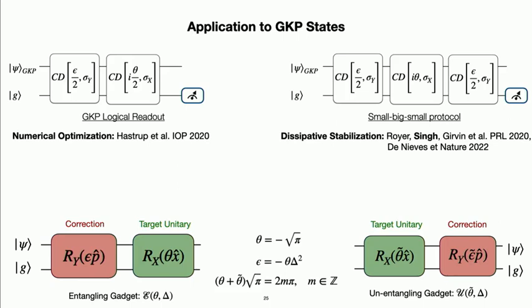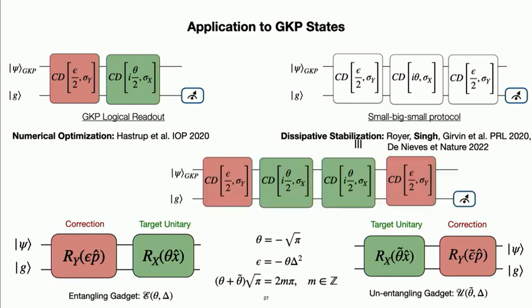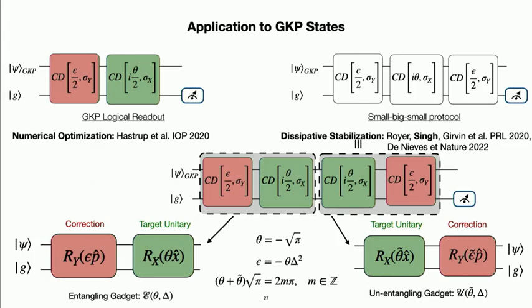The GKP logical readout protocol was actually a finite energy GKP protocol, where epsilon was numerically optimized. And our non-abelian QSP framework actually gives the analytical value of epsilon, which was exactly equal to the optimal epsilon found by these numerics. The small-big-small protocol was found by a dissipation engineering-based derivation. And this can be broken down into being composed of the entangling gadget and the unentangling gadget.